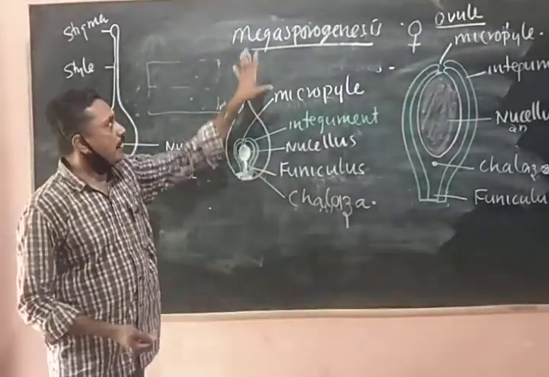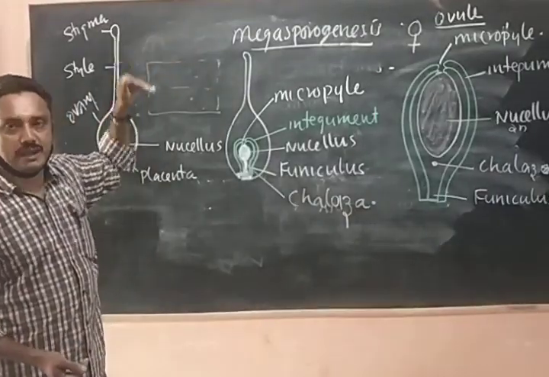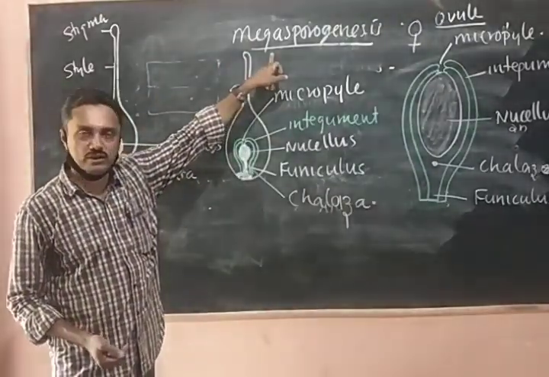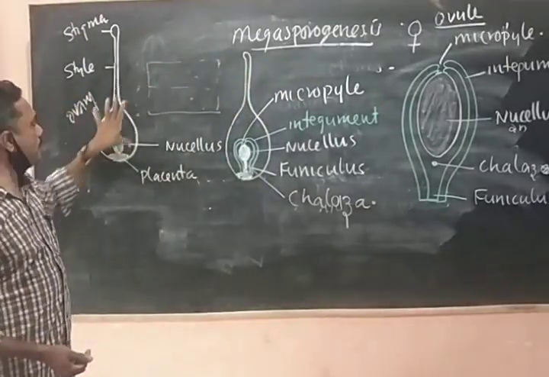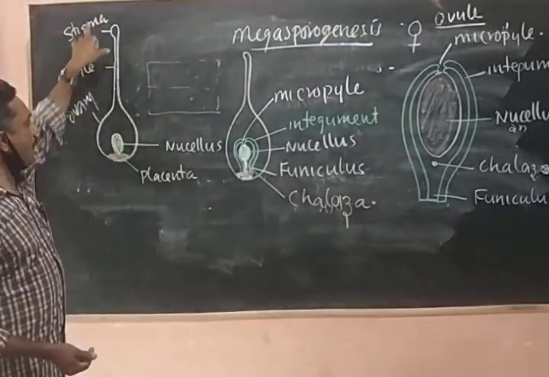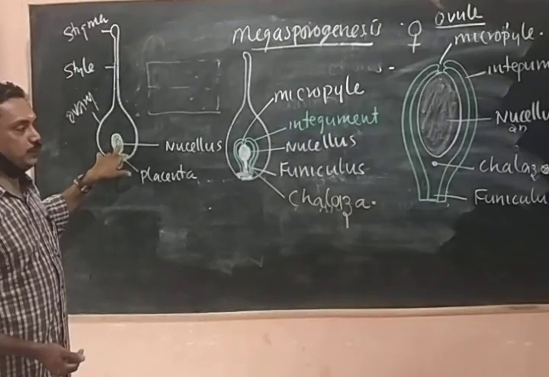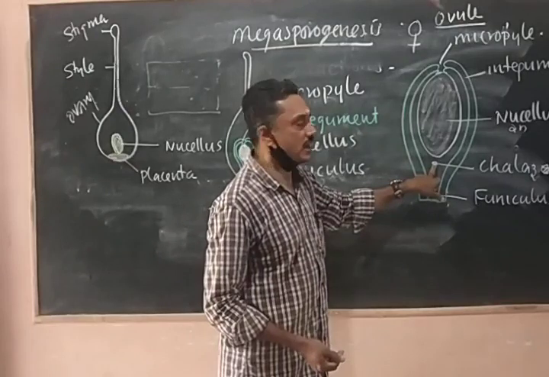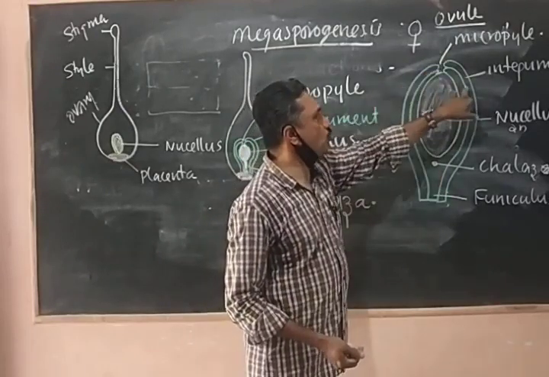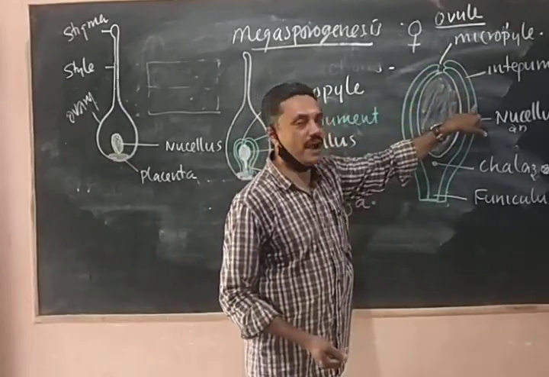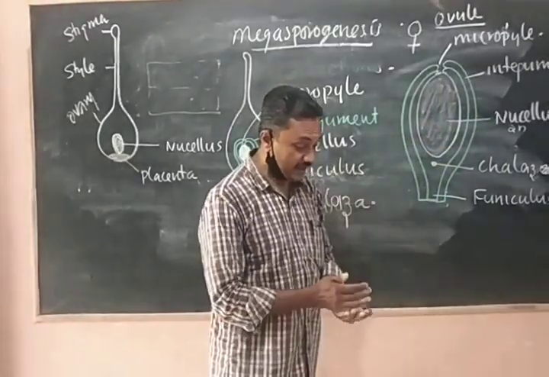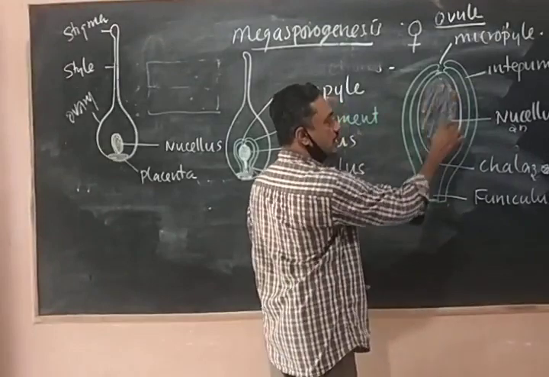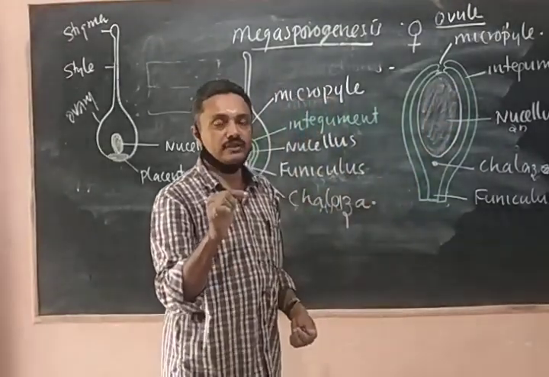Then comes megasporogenesis, the second part of gametogenesis. The development of the ovule or female gamete is called megasporogenesis. That takes place inside the gynoecium: ovary, style, stigma, placenta. A tissue develops, the nucellus, which develops a small stalk called the funiculus. The joining point is the chalaza. Then comes the micropyle. Two coverings are there, the outer integument and inner integument. The next stage, megasporogenesis, takes place inside the nucellus. That I will explain in the next class.